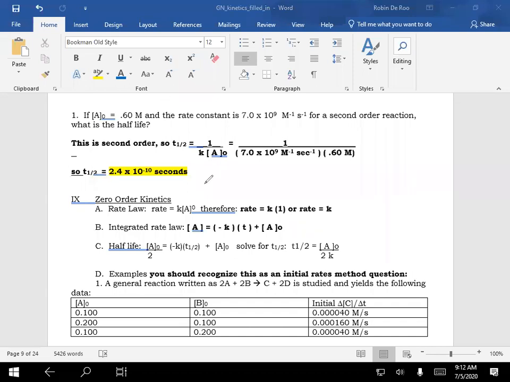Let's look at a problem. If the initial concentration is 0.6 molar, the rate constant is 7 times 10 to the 9 per molarity per second, for a second order reaction, what is the half-life? Keep in mind that because this is second order, we use this equation. Then we just plug in our variables and solve for the half-life.